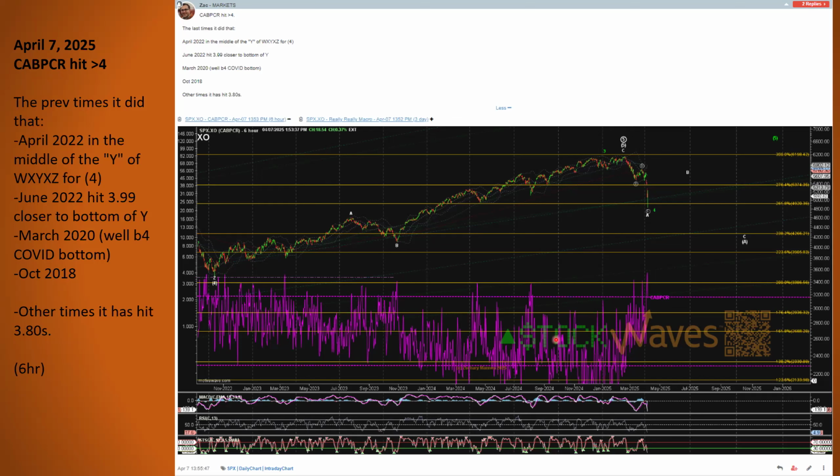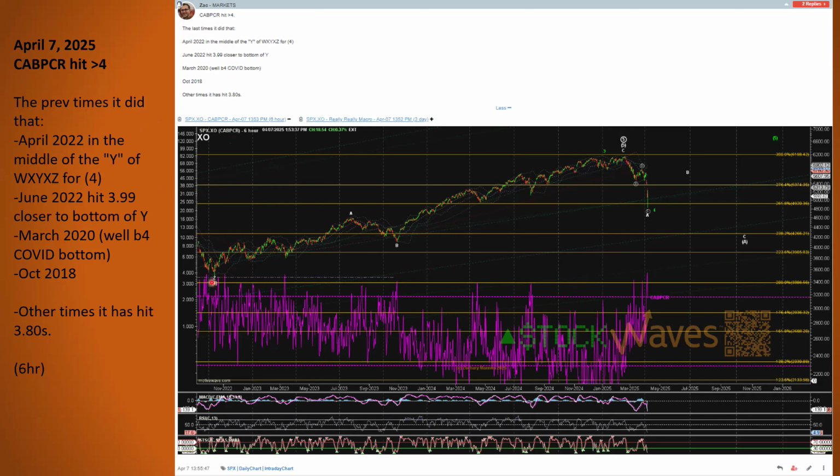Occasionally I'll zoom out to a daily or maybe zoom a little bit into a 4-hour. Sometimes that changes the calculation just a little bit. But one thing I highlighted here is that the previous times it had gotten over 4.0 in the more recent past were April 2022, which was in the middle of the Y wave bottom inside the WXYZ for the larger intermediate degree wave 4.